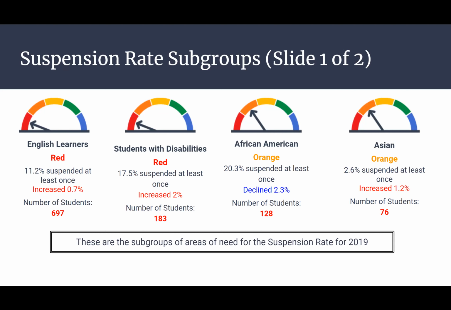Then we go over to the other subgroup, which is African American, which is in the orange. 20.3% suspended at least once. And this declined from the previous year, 2.3%. Number of students counted in for this subgroup was 128. For Asian, which is in the orange, 2.6% was suspended at least once, and this increased 1.2%. Number of students counted for this area is 76. So we can have the next slide, please.